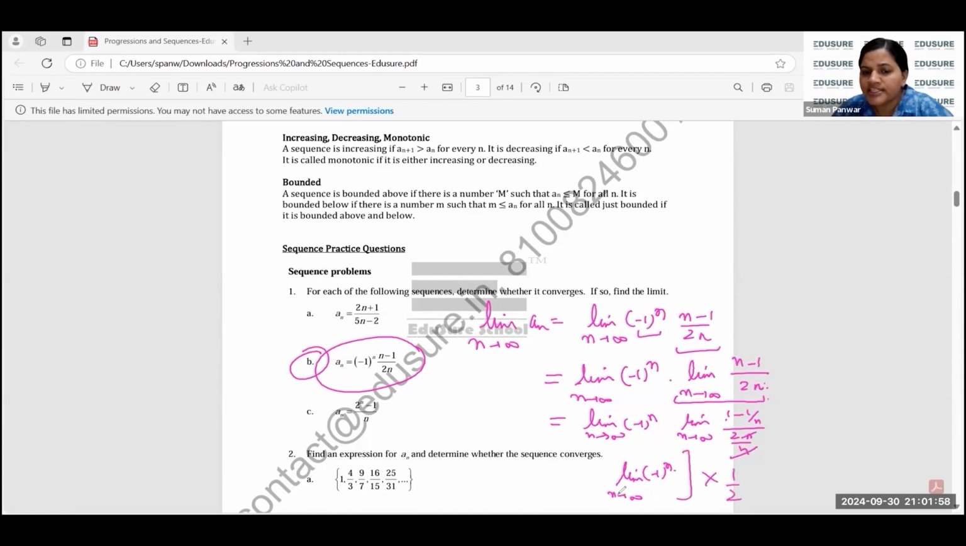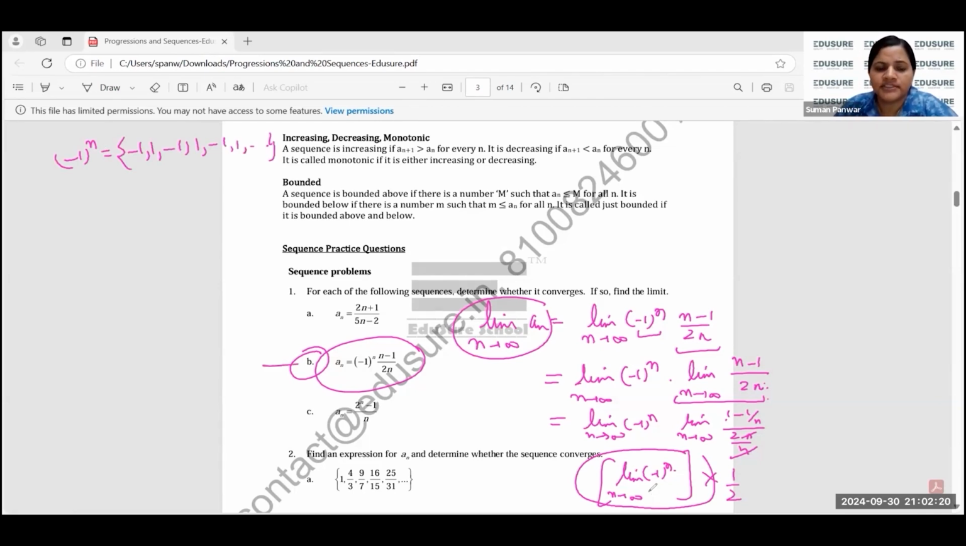Now this particular limit exists if and only if this limit exists, and we have already seen that this limit does not exist. Why? Because (-1)^n will be this sequence: -1, 1, -1, 1, -1, 1, and so on. This is an oscillatory sequence, so this limit does not exist. So this is a non-convergent sequence. In this question, they have just asked you whether it converges. So you will write no.